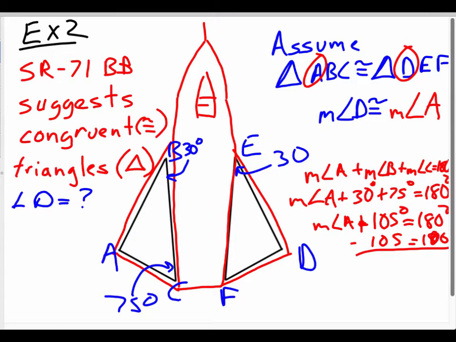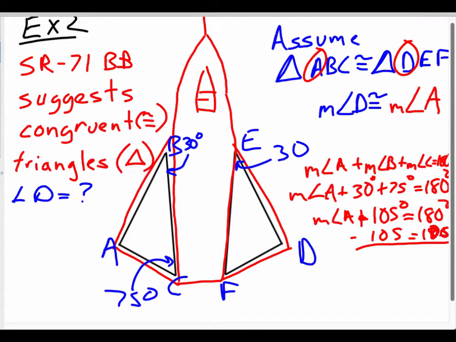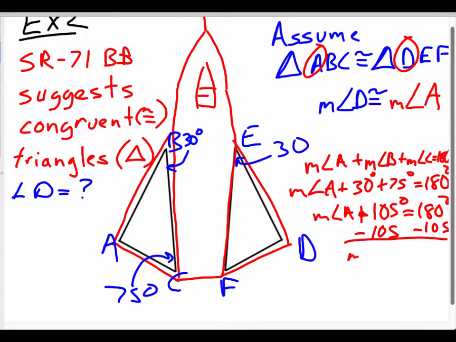And, whoops, that should be 105. Now, let me fix that. That'll confuse somebody that's not paying attention. 105. And I get the measure of angle A. Man, my smart board is not being very smart today. Is equal to 75 degrees. Right?